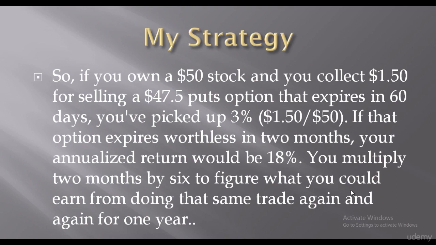So if that option expires worthless in 2 months, your annualized return would be 18%. That is 3% for the first 2 months. In 4 months it goes to 6. In 6 months it goes to 9. In 8 months it goes to 12. In 10 months it goes to 15. And in 12 months it goes to 18% return. Now, who makes 18% return? By doing just a simple thing, buying a dividend stock. But before buying, he's just buying a put contract.